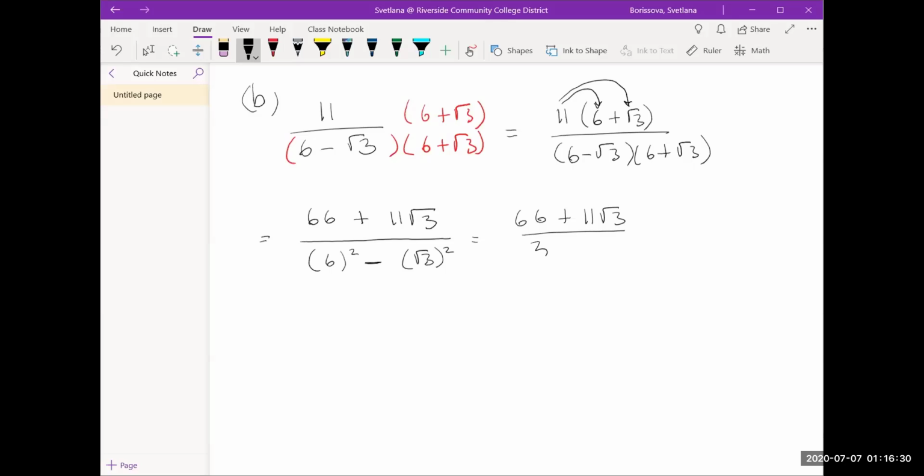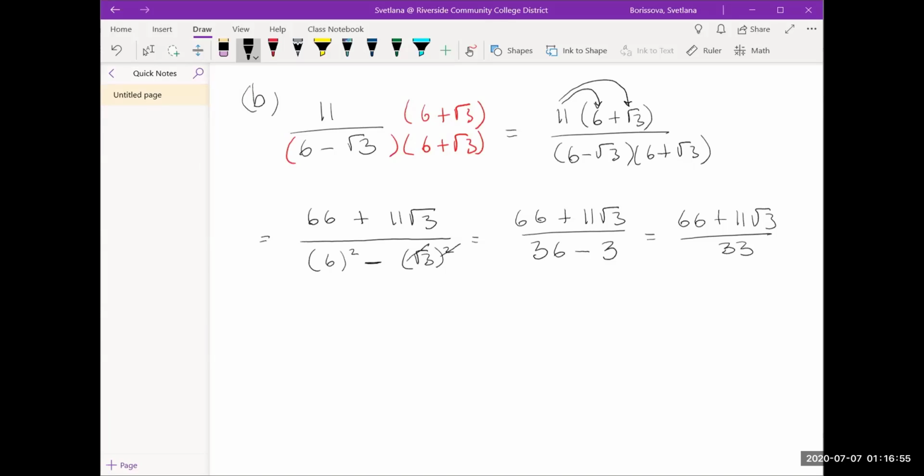So 66 plus 11 square root of 3 over 6 squared. 6 squared gives me 36, and then square root of 3 squared: square will cancel square root, so I'm just left with 3. So that's (66 plus 11 square root of 3) over 33. Okay, so that was pretty quick. So you guys copy that.